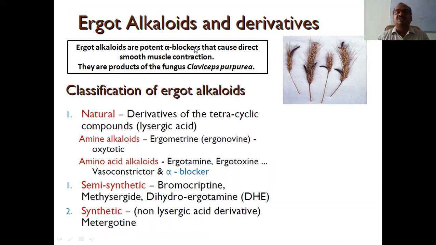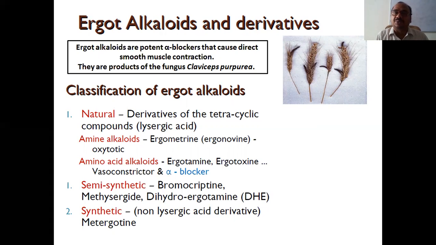Ergot alkaloids, that is the final one, which is obtained naturally. See, these black colors are the fungus. From this fungus only. So here you can see ergot alkaloids are the more potent alpha blockers present in the blood vessels. Alpha receptors cause direct smooth muscle contraction. They are the products of fungus. Claviceps purpurea, the name is very important.